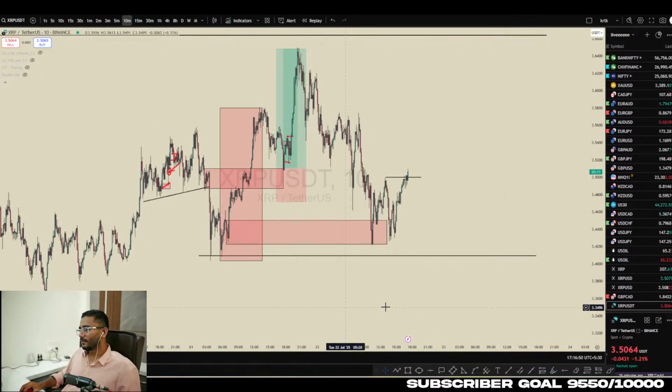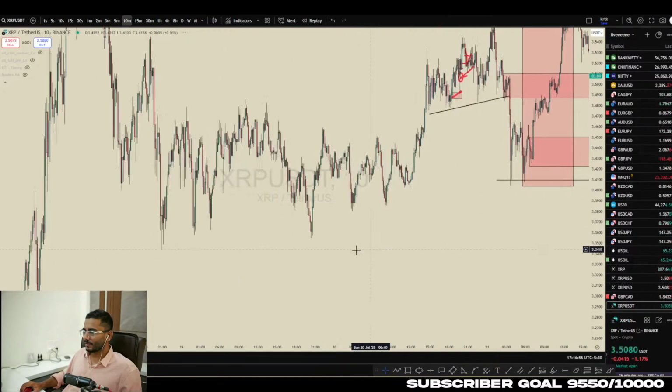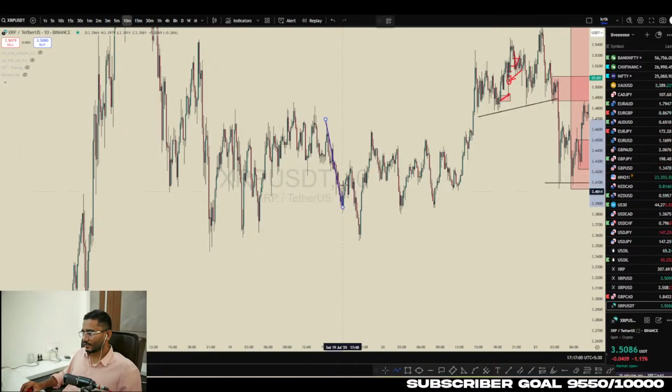Please explain IDM. IDM is called inducement. Inducement means if price, for example, here, price was going to the downside, right? And a lot of people are thinking that it should continue to the downside. But what actually happened? Price broke the previous structure and again created liquidity. So this is the move which swept out this low. It's basically a liquidity sweep only. So we can say this is inducement.